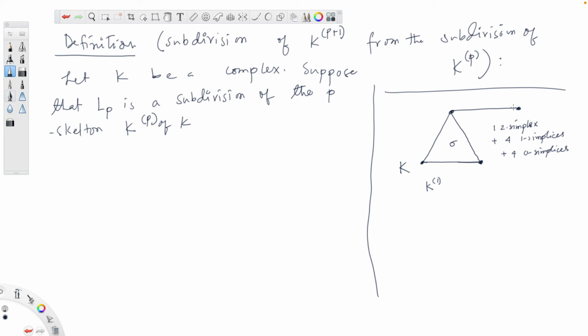Now, what is L sub P in this case? Let us introduce this subdivision here. So this is LP. LP consists of these one simplices and these zero simplices. That's LP. It's a subdivision of K1, the one skeleton. Okay, so far so good. So we are trying to understand what I have written here in terms of the example on the right side.